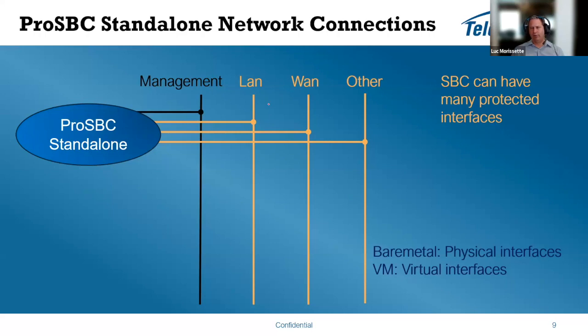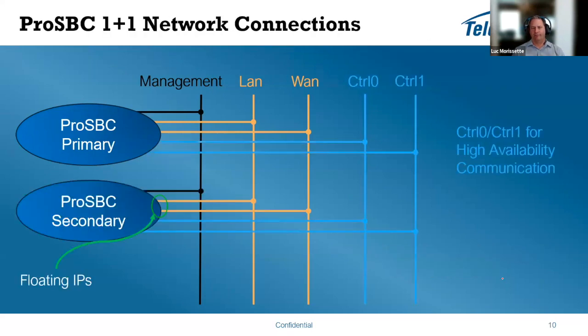These networks here, for a bare metal system, will be physical interfaces, so different physical interfaces on the system. It could be on the same physical interface but different VLANs, so that's also possible. Or you can have virtual interfaces when you're running on virtual machines. These are all virtual interfaces that are connected to different networks in your virtual environment.